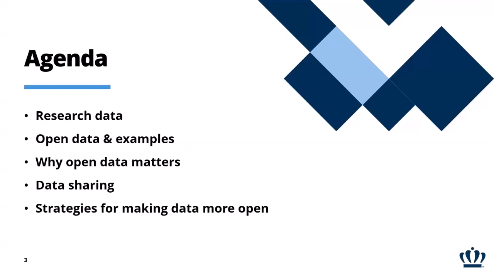So this is our roadmap for today. We're going to review first what we mean by research data, and then we'll go into defining open data and look at some examples of where you might be able to find some data. We'll look at why open data is important, what we might need or want to share, and some challenges and restrictions that we may need to be aware of. Then we'll review some strategies that you can take away to start making your own data more open. And then we will end with some resources that are available to you.